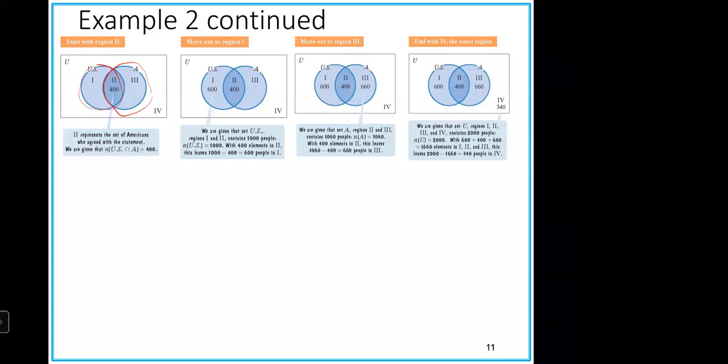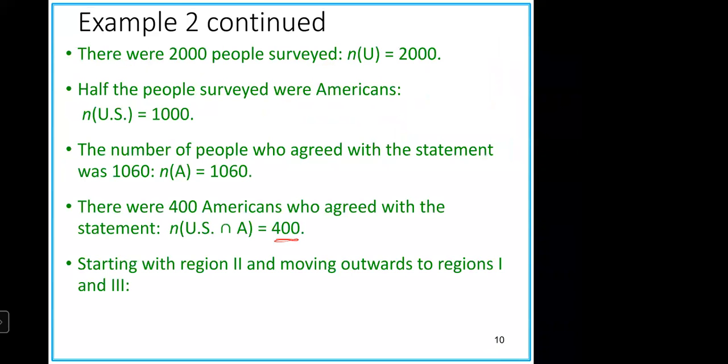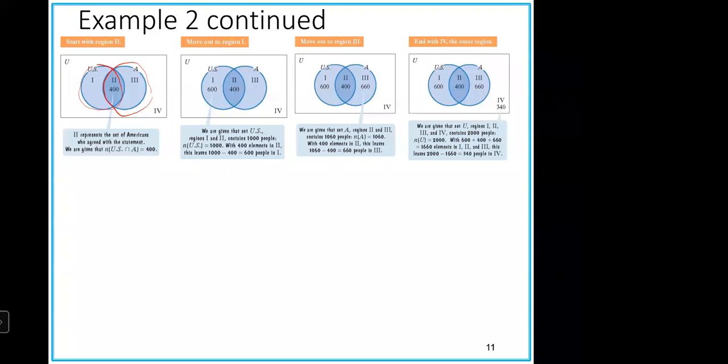Now, of course, we saw where it was 1,000 Americans. So we already put in 400 in the circle here, the circle that represents Americans, and the circle that represents agree. So the remaining, since it was 1,000 Americans, you subtract the 400 from 1,000, and so that's how we got this 600.